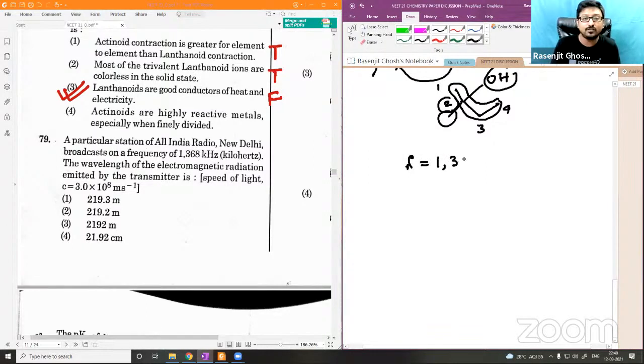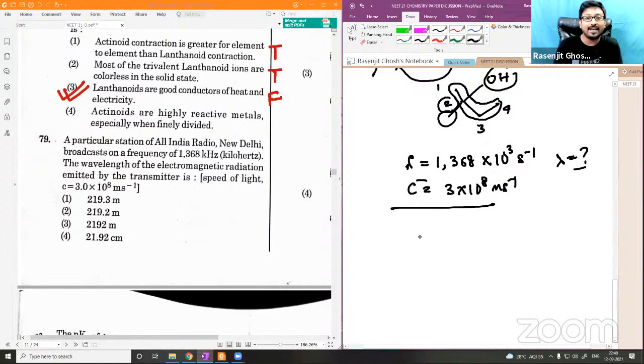That is, nu is 1368 kilohertz, that is 10 to the power 3 hertz. So I can write second inverse, because hertz is second inverse. And you have to calculate the wavelength, right? And the speed of light is given, 3 into 10 to the power 8 meter per second. So how can you calculate wavelength? Frequency is equal to c by lambda, so wavelength is equal to c by nu.